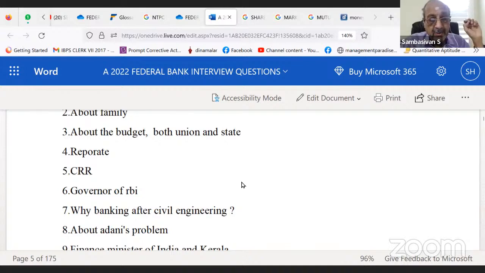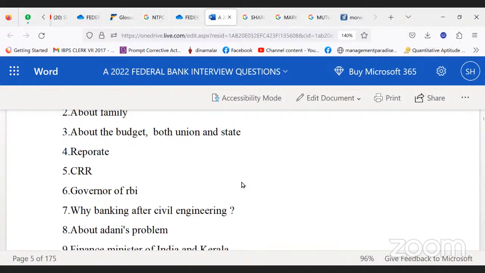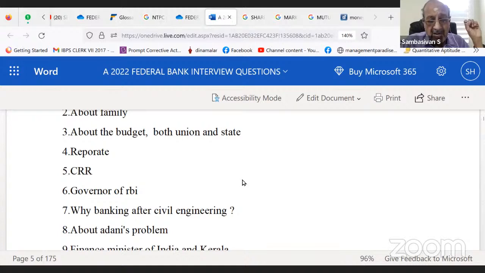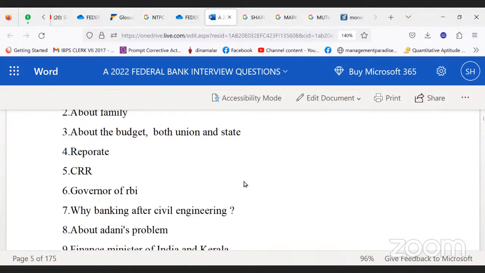Now, the next question for you is: what is a repo rate and why is it being changed frequently? Sir, repo rate is when the Central Bank of India lends money to commercial banks without any collateral. The maximum amount in the repo rate is 5 crores, and the current repo rate is 6.50%.